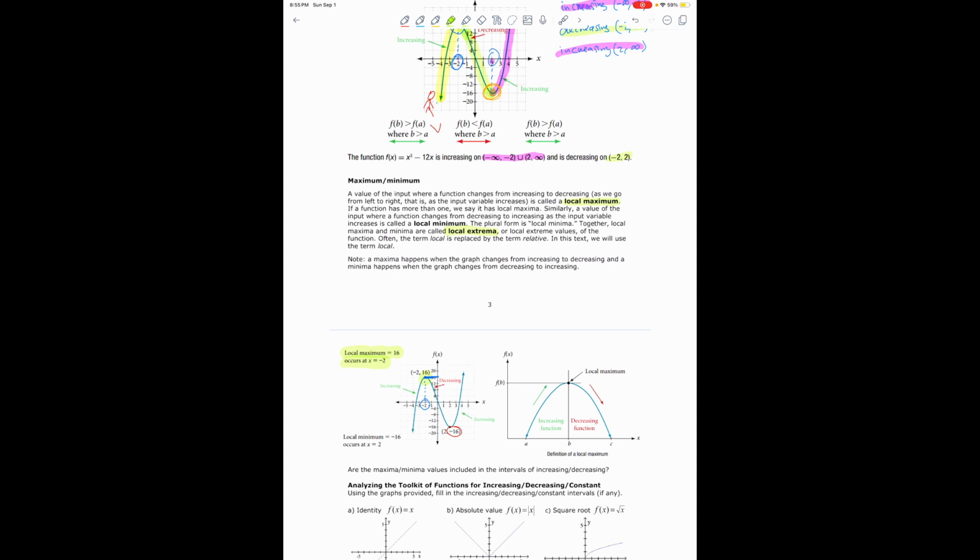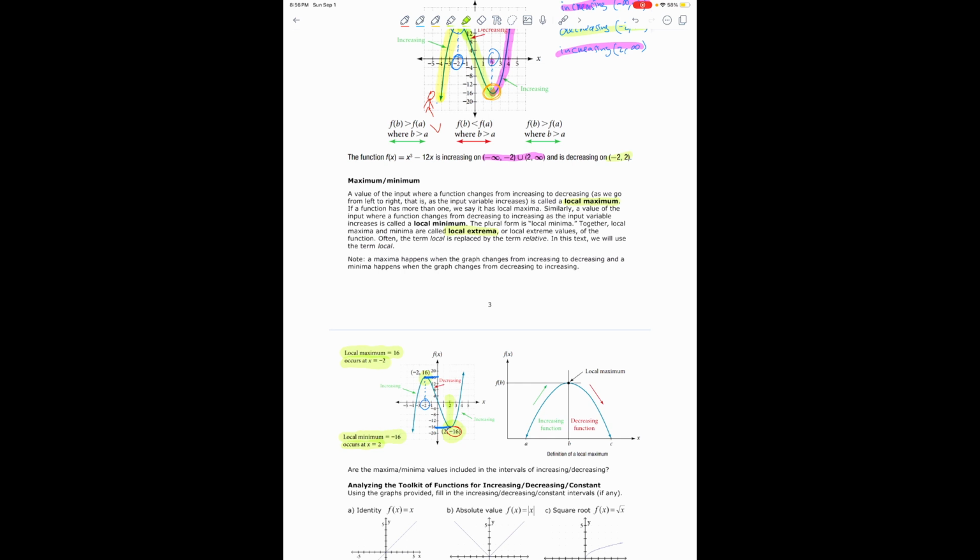Similarly here, you're going to say we have a local minimum, which is this point right here, local minimum of negative 16, which is the lowest point the graph reaches, basically. And it occurs when x is equal to positive 2. So it happens here, which is where x is equal to positive 2. Okay.